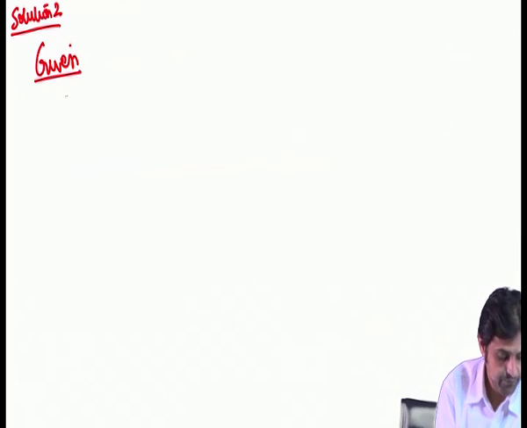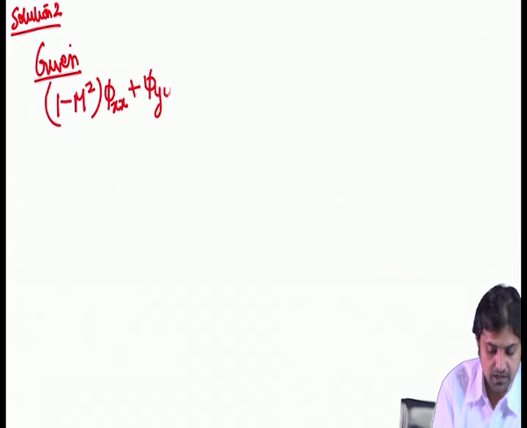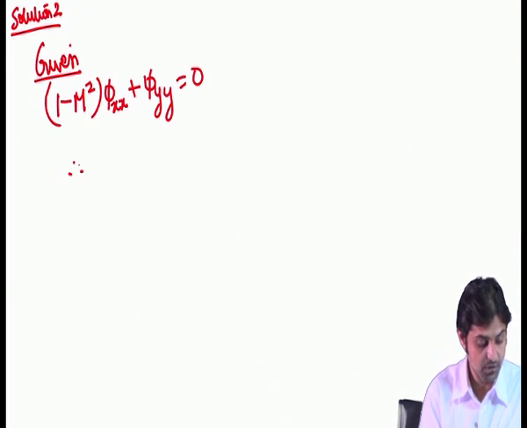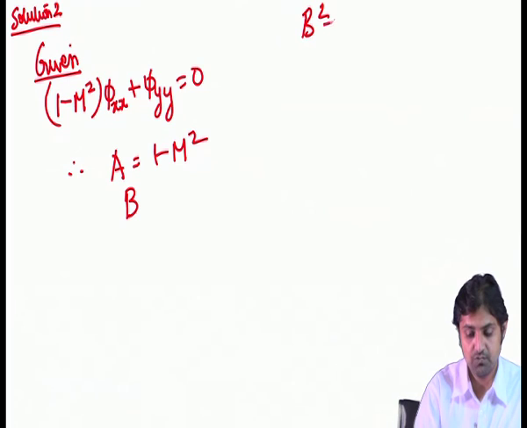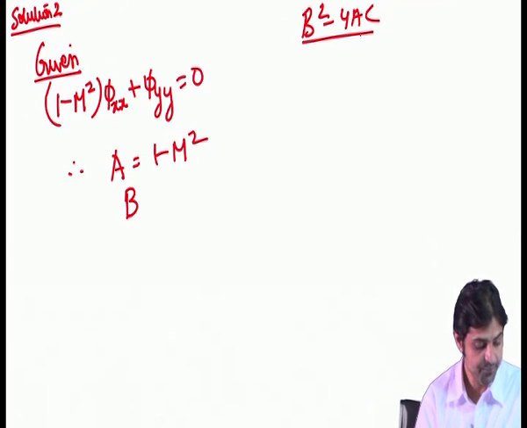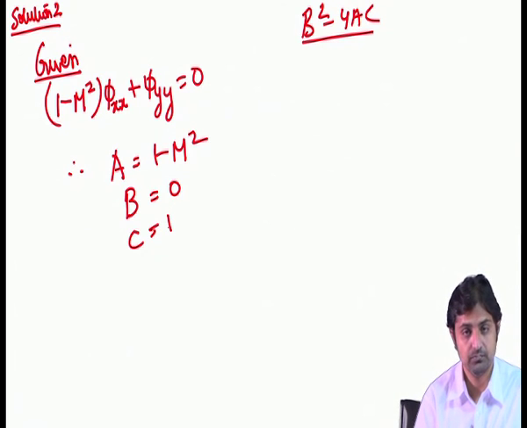So first we write down what is given to us: 1 minus m square into phi xx plus phi yy is equal to 0. Therefore A is equal to 1 minus m square. You remember that we said we have to calculate the discriminant b square minus 4ac. You remember that part? Here there is no b, but c is equal to 1.